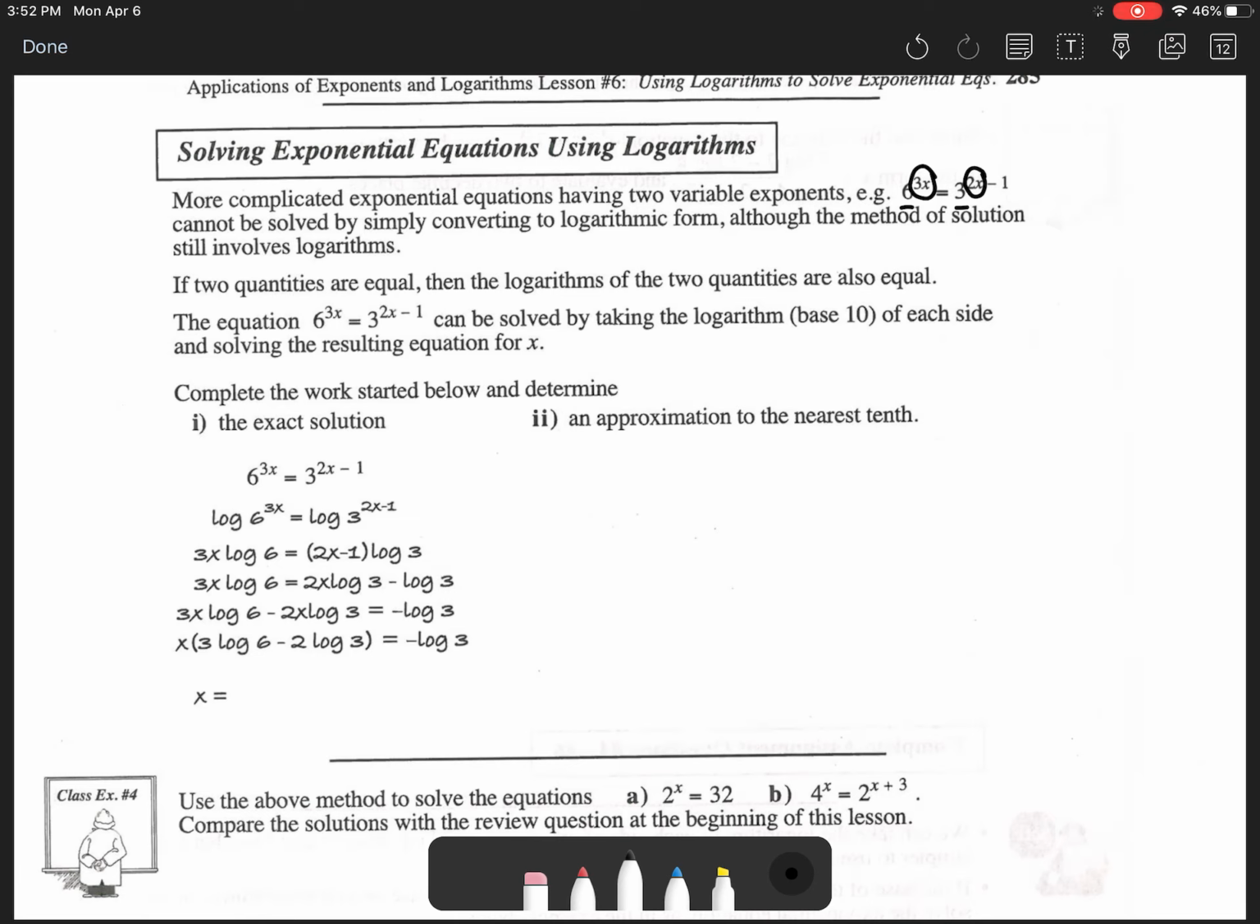Now here's what happens. I'm just going to jump down to where we start the work and I'll walk you through each step and we will see how to do this and then we'll practice some questions together. So the exact solution, okay, so right here.